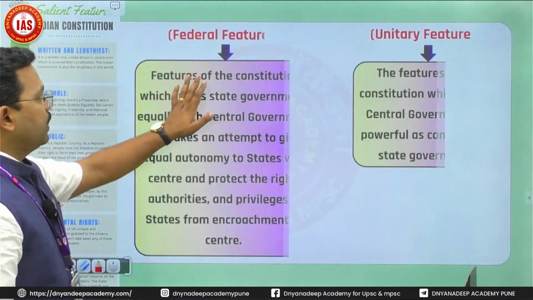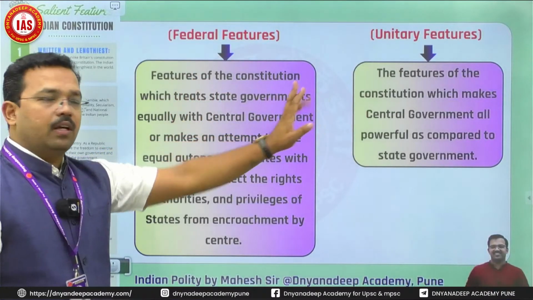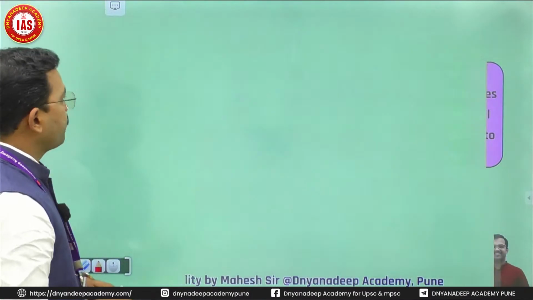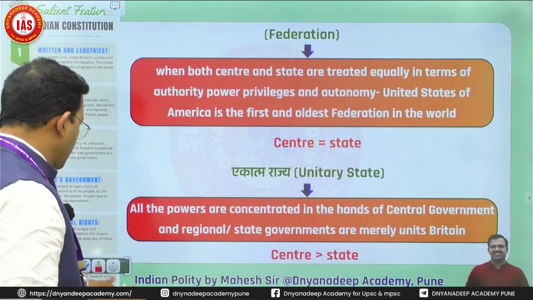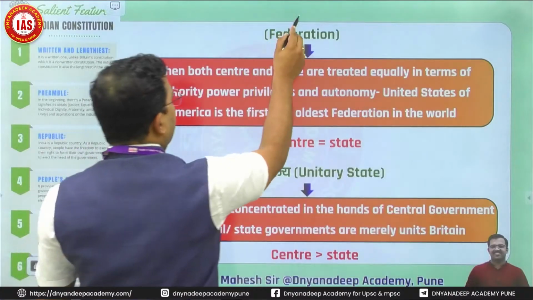So we have seen what are federal features, we have seen what are unitary features. Now here we'll try to understand a few important words. Which country will be called a federation?